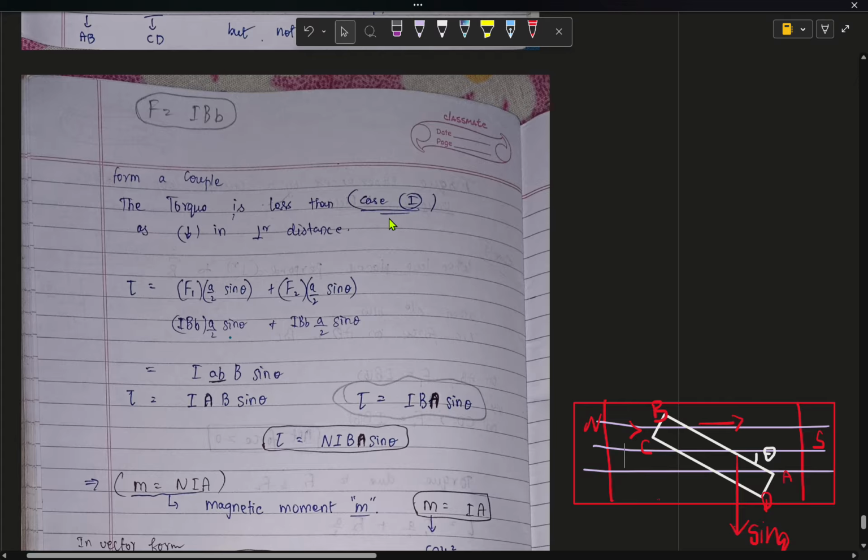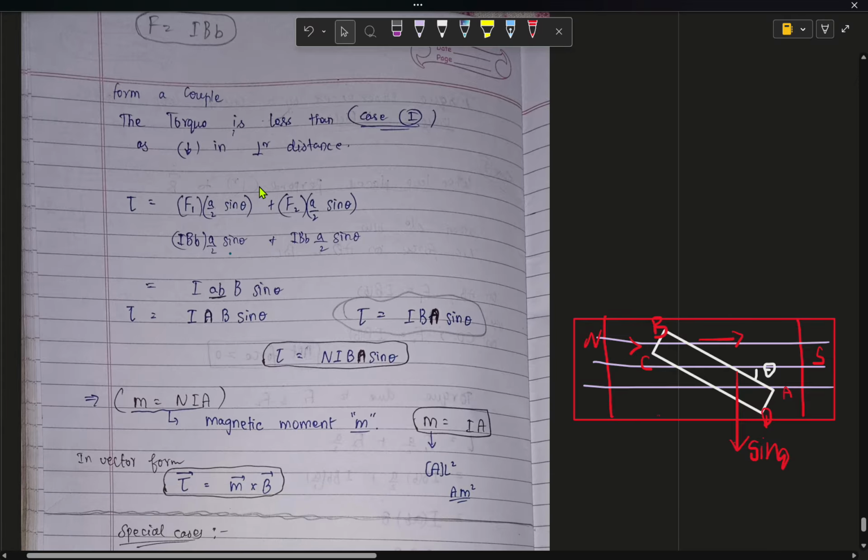The torque is less than in case one, as the perpendicular distance decreases. So the value of torque will be less. Due to the force on AB, same formula, A by 2, but I'm taking just the sine component. Similarly, for force due to CD, A by 2, sine component. Adding, I'm getting IAB sin theta. That's the torque: IAB sin theta for one loop. If you have multiple loops, just multiply with n.